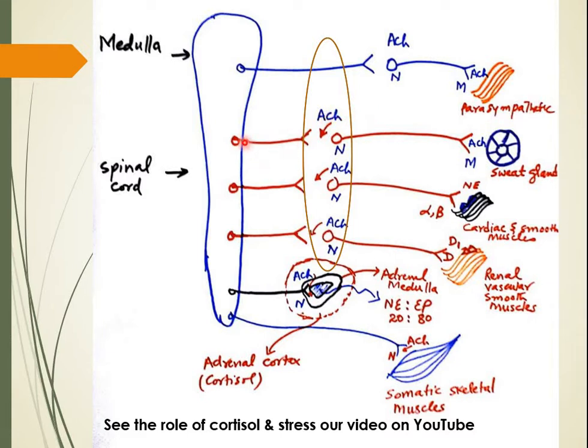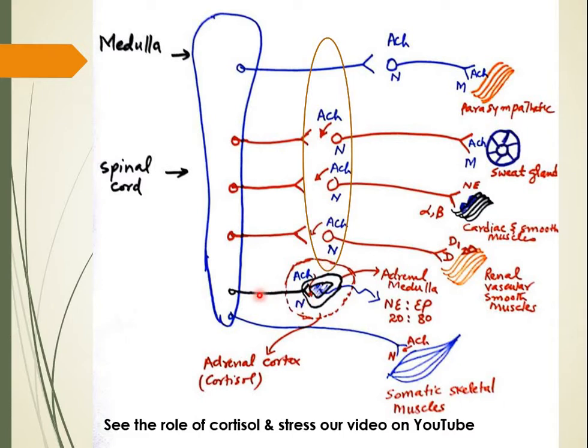Regarding the sympathetic division, the preganglionic nerve fibers are very short, and there is a ganglion in between, like in the parasympathetic division. Interestingly, here also the receptor is nicotinic, like there, and the neurotransmitter is acetylcholine in all the ganglia.